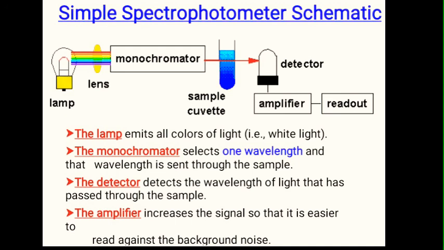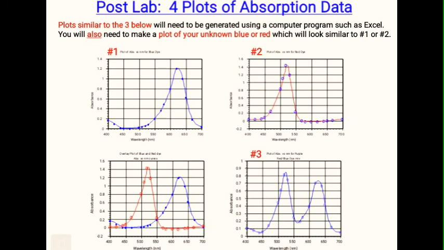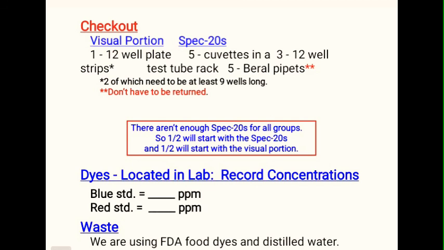These are the parts of the spectrophotometer you can see here on the screen, and the plots of the absorption data in the form of a graph. And this is the checkout visual portion of the spectrophotometer, and the dyes located in the lab: record concentration, that is blue standard, red standard, ppm, and waste here.